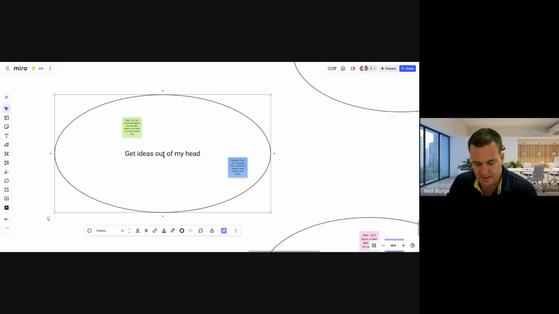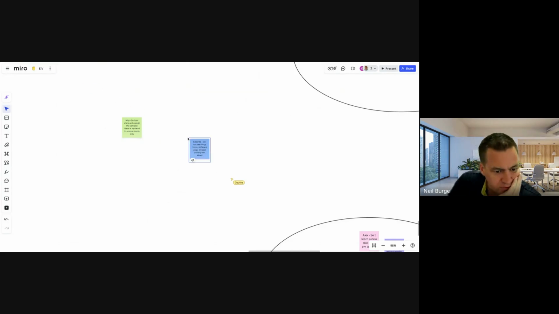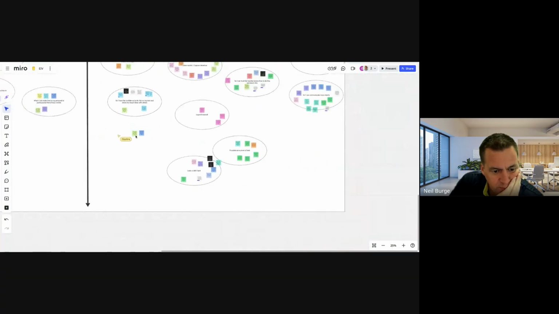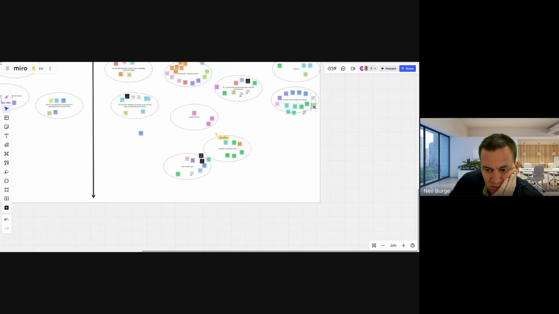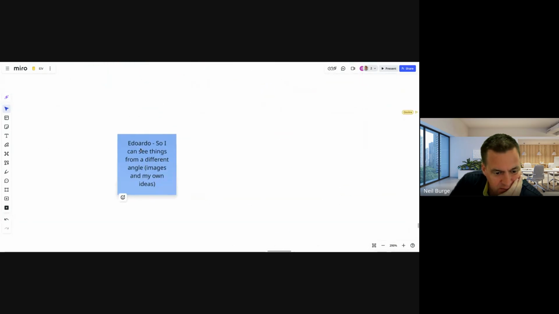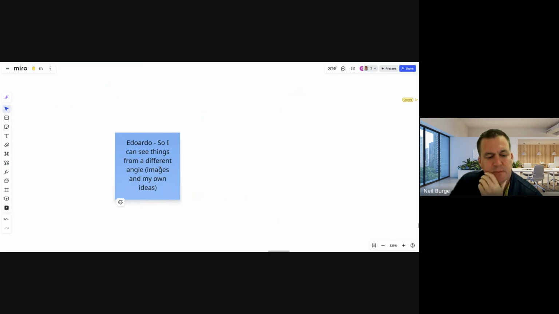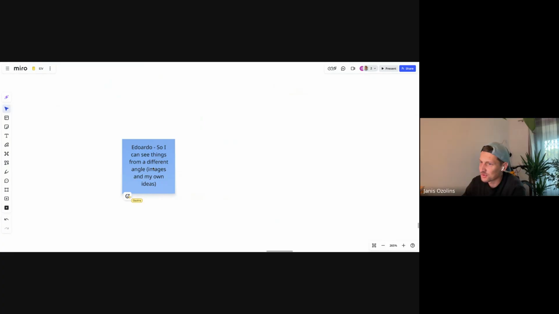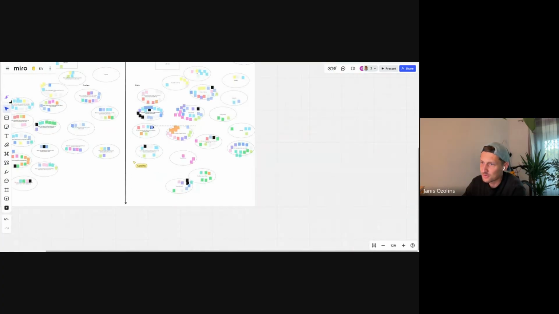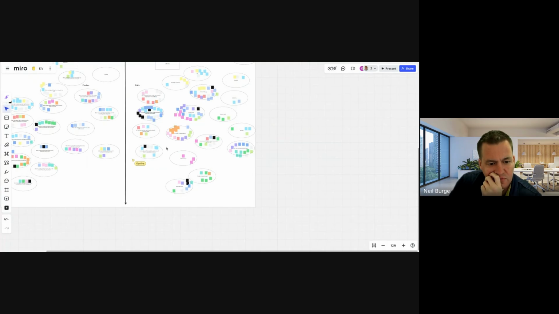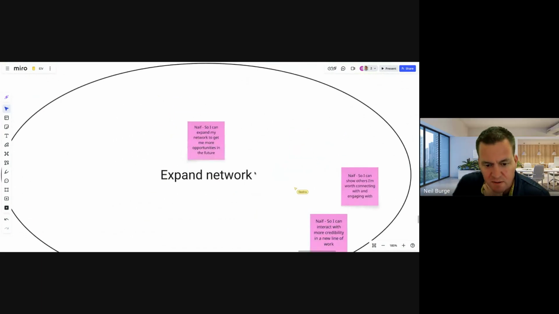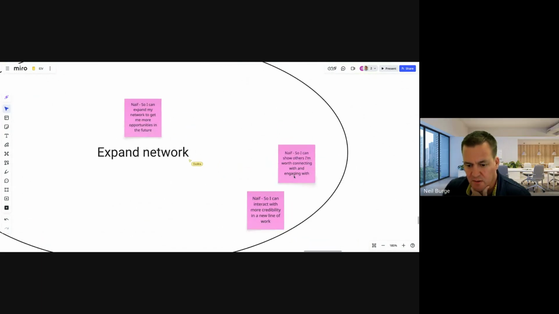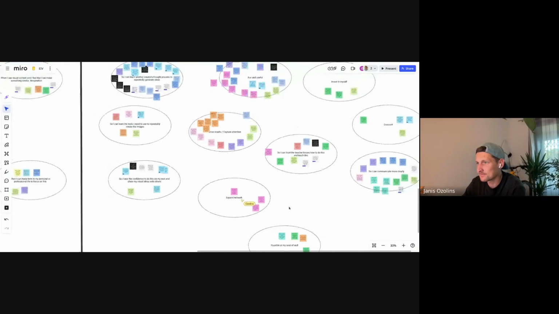Get ideas out of my head, I think, goes back to the process piece. So I'm going to take them away. Complex idea in a more simple way. No, I think this is just communicate more clearly. See things from a different angle, images and my own ideas. That's like a process thing with the thinking part, I think. It's up there again, yeah. So I think we can get rid of that one. Knife here, expand network. Expand network. So he's the only one.